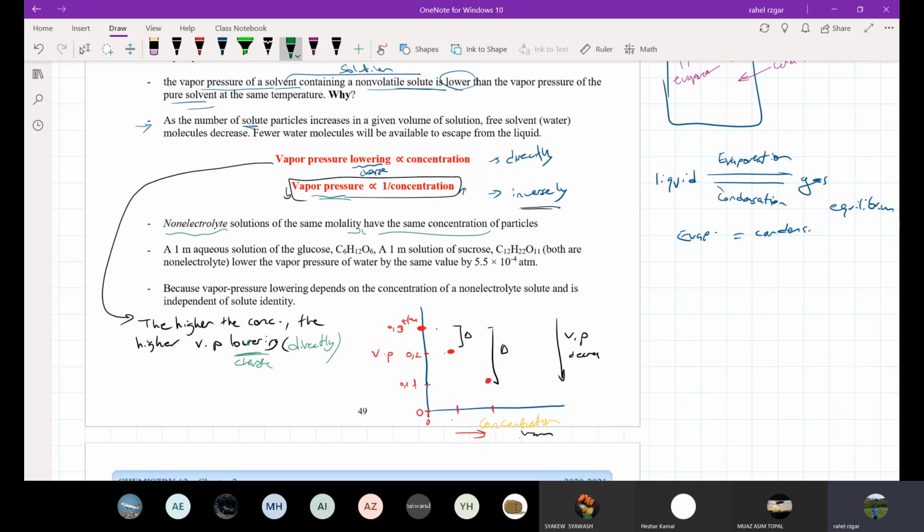What did we say on top? We don't care about the identity. We care about the concentration. So if two things have the same concentration, we'll say they will affect colligative properties equally.